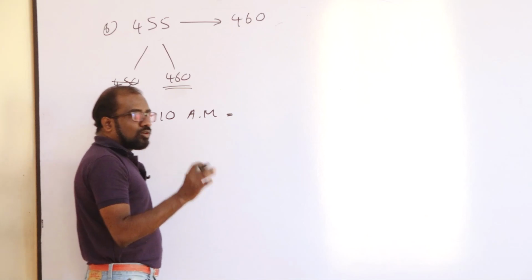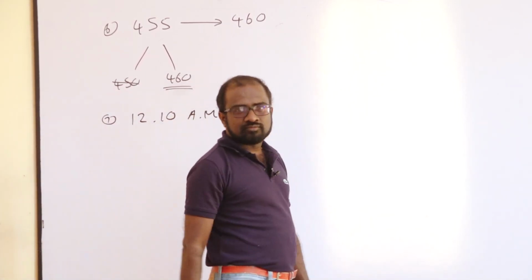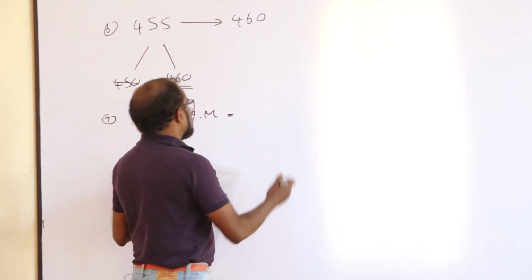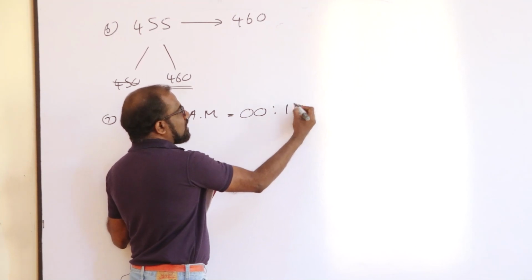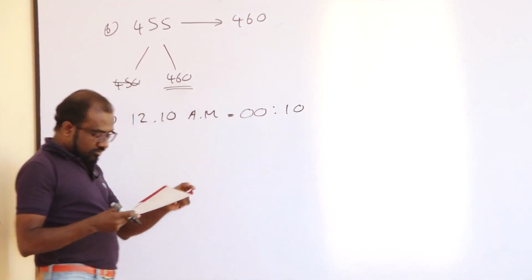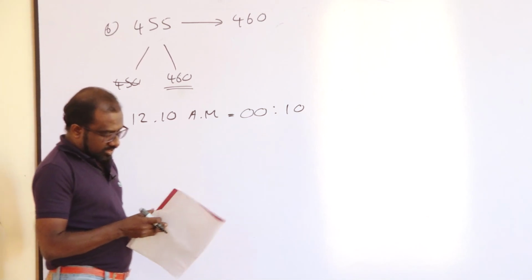We know that at 12 midnight your TV shows 0000. So 12:10 should be written as 0010. That's it. 0010, that's the answer. Right, children.